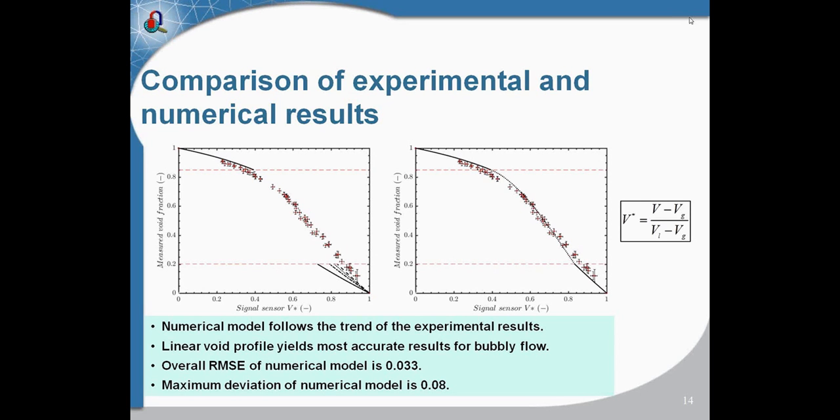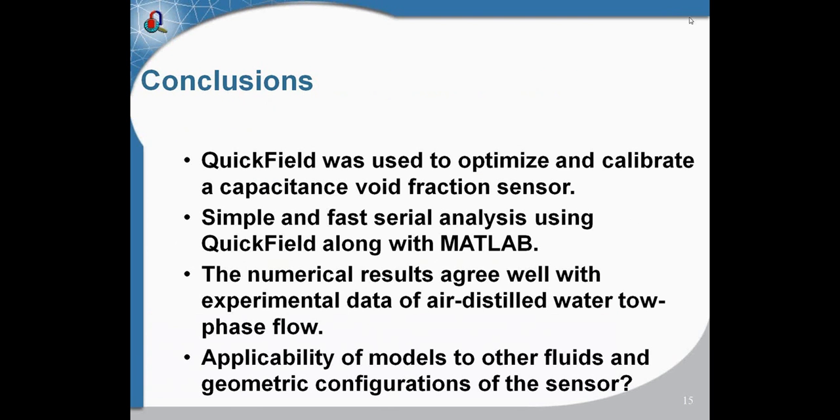And using the proposed models, one can see that the numerical results follow the trend of the experimental results quite well, and they have a root mean square error of about 0.03 and a maximum deviation of 0.08. So to sum up, in this study, I used QuickField for optimizing and calibrating a capacitance void fraction sensor. And in this context, QuickField was used along with MATLAB, which enabled a simple and very fast serial analysis.